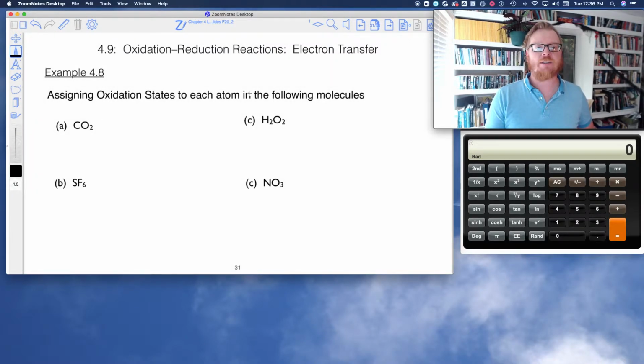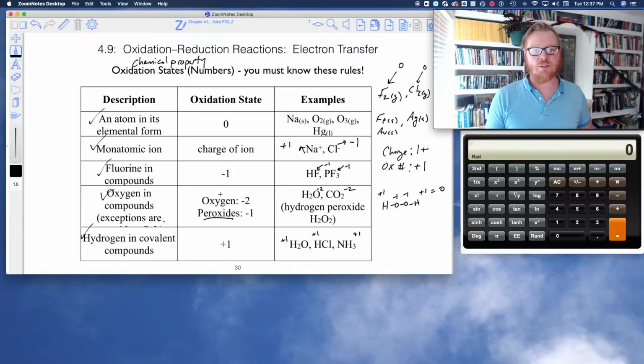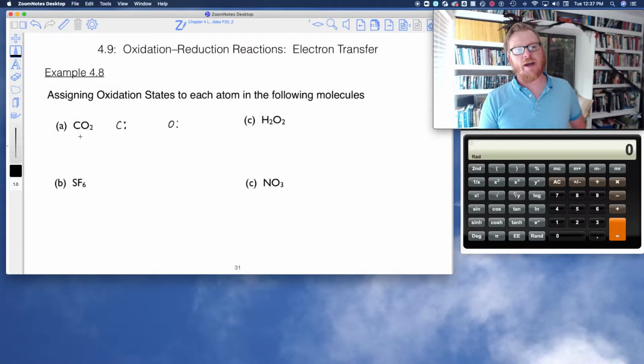So assign oxidation states to each atom in the following molecules. So we have the carbon and the oxygen. Well, if we back up on the rule here, oxygen compounds are -2. Exceptions are peroxides. This is the only peroxide I'm going to give you in this class, H2O2. I know this looks confusing because you might think, well, this is CO2. That kind of looks like the peroxide. It's not, because it doesn't have that bonding pattern of COOC. There's only one carbon there, so it can't have that bonding pattern.